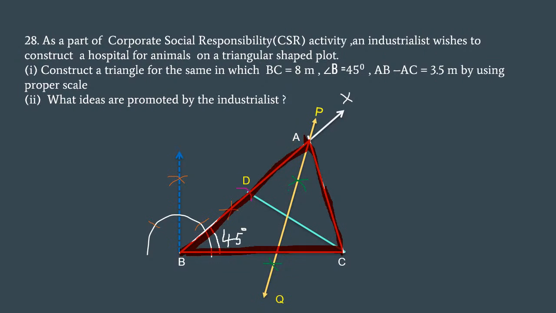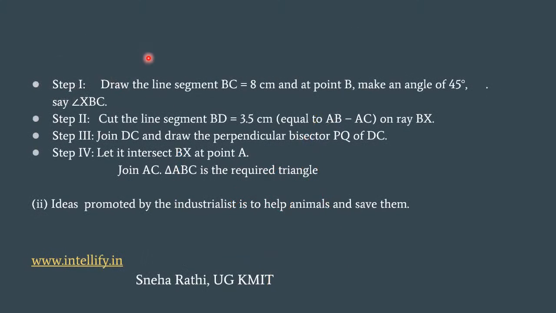Now you need to write the construction steps for the same. See, construction steps. Step 1, draw line segment BC equal to 8 centimeters and at point B make an angle of 45 degrees, say angle XBC. We have seen that. Now step 2, cut the line segment BD equal to 3.5 centimeters, which is equal to AB minus AC, on ray BX. We have done that. Next, join DC and draw perpendicular bisector PQ of DC. Let it intersect BX at point A. Join AC. Triangle ABC is the required triangle.